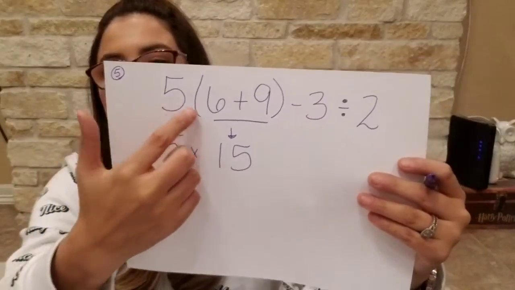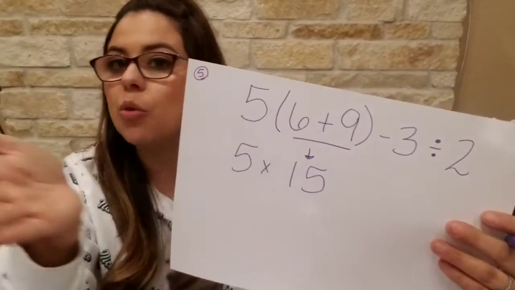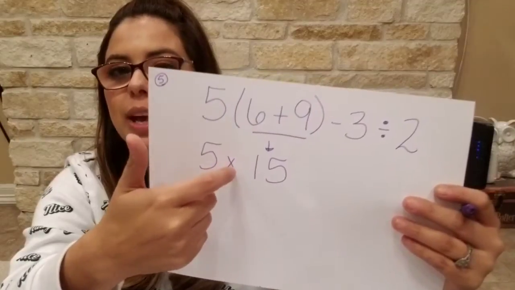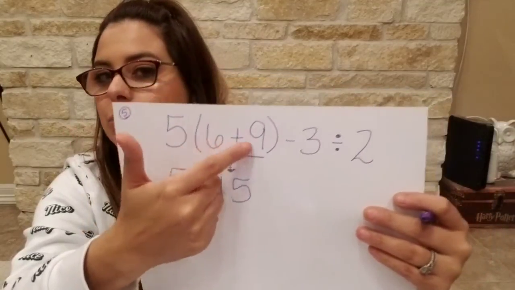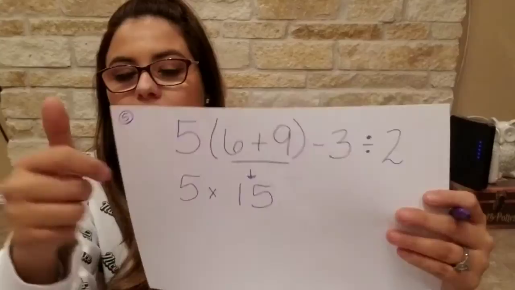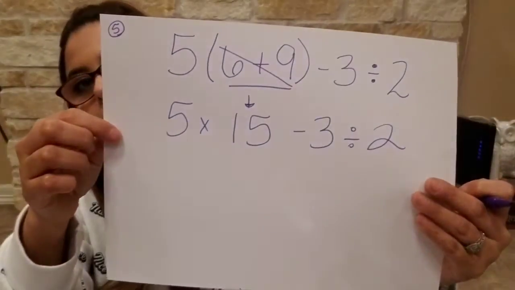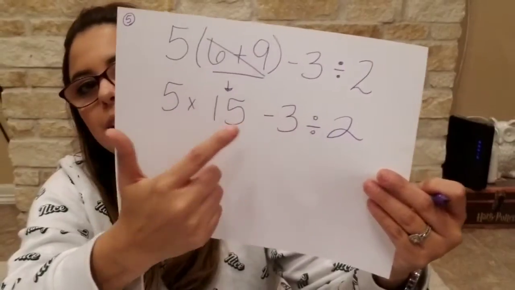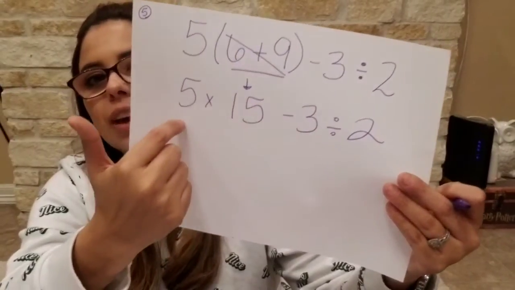So again, anytime you see a number directly next to your parentheses or bracket, it doesn't matter, you're going to put a multiplication sign because that's what that means. It means you're multiplying the 5 times whatever you get inside of there. So I still have minus 3 and divided by 2. Looking from left to right, multiplication, subtraction, division. I know this guy's going to have to be last, so I have to do the 5 times the 15 first.